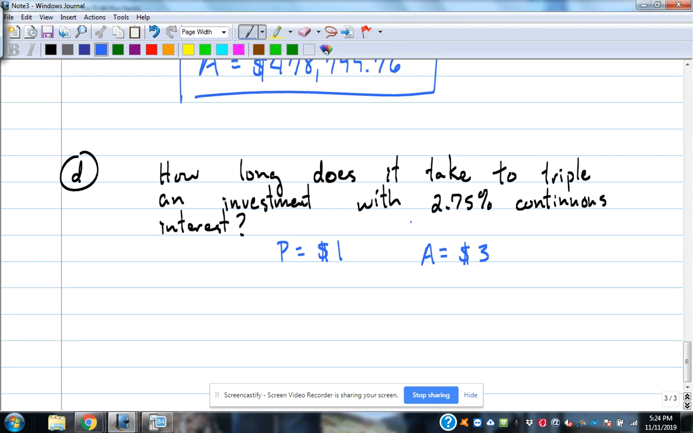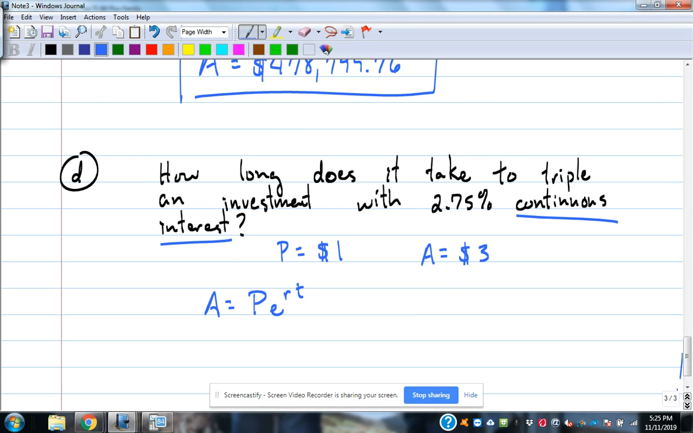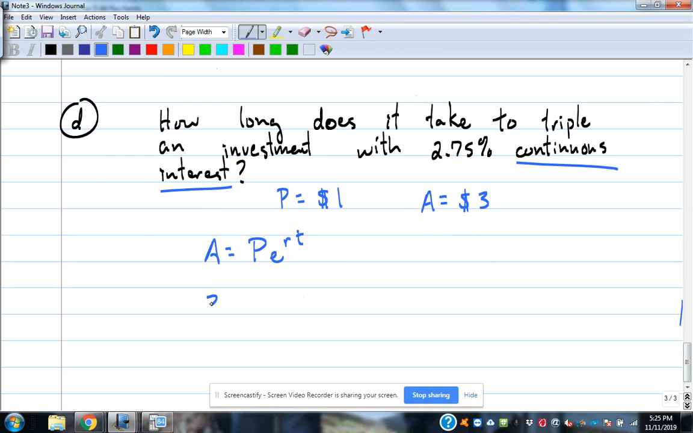All right. So when I set that up, it says continuous interest, so I know I'm using the PERT formula: A equals P e to the rt. And I'm plugging in the stuff that I made up, the tripled investment. The $3 is equal to $1 times e to the 0.0275 t. How do you get rid of that 1? Divide. If I divide by 1, I just get 3 equals e to the 0.0275 t.